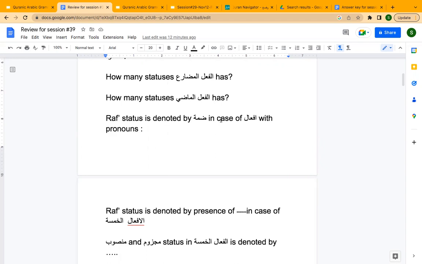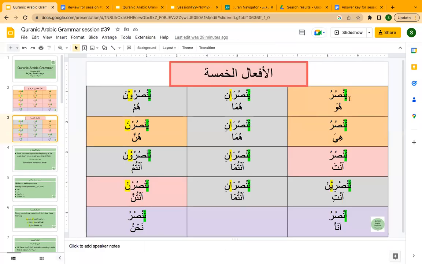If your mudari is huwa yansuru, if your mudari is hiya tansuru, if your mudari is anta tansuru, if your mudari is ana ansuru, if your mudari is nahnu nansuru, your mudari will end with dhamma on the last letter. That will be the sign of raf status, right? Just look, let's refer to our table. In case of huwa yansuru, hiya tansuru, anta tansuru, ana ansuru, nahnu nansuru, how did my mudari end? It is ending with dhamma on the last root letter.